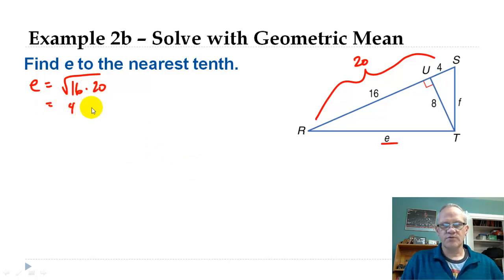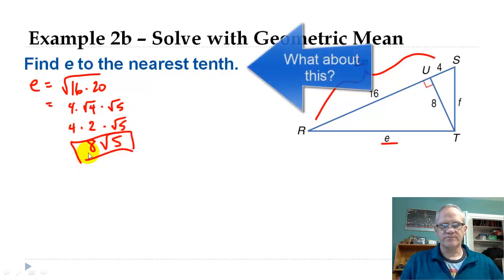Square root of 20, we could break that up into the square root of 4 times the square root of 5. What's the square root of 4? 2. So really we got 4 times 2 times the square root of 5. 4 times 2 is 8. So this would be 8 square root of 5.